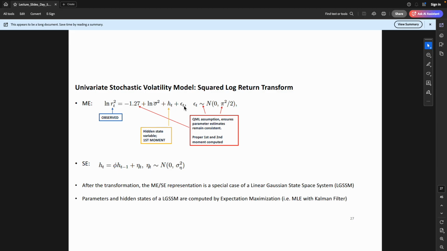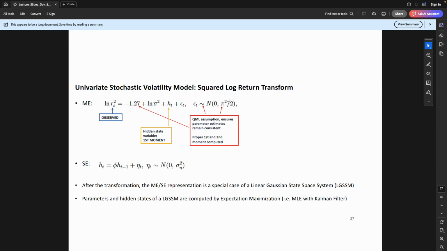So the log chi squared t, Harvey shows it can be approximated by a Gaussian with mean 0. That's not true. The mean is minus 1.27, but he pulls it out, it's a constant. So you can either have it in here or put it out, and he puts it out. Therefore the epsilon has mean 0, and the variance of this chi square would be pi squared over 2. We don't have to do this derivation. He just did it, it's in the appendix of the paper.